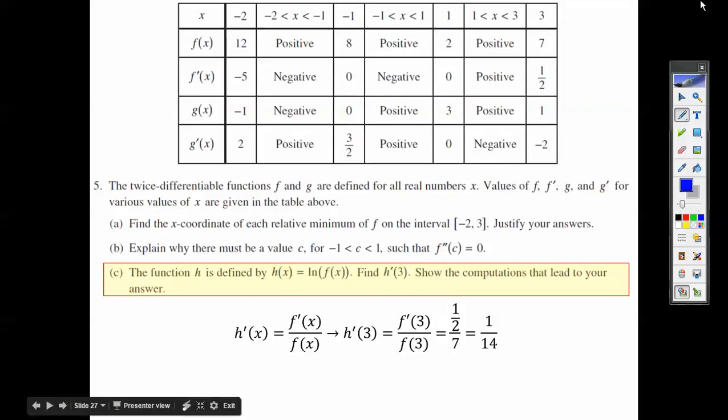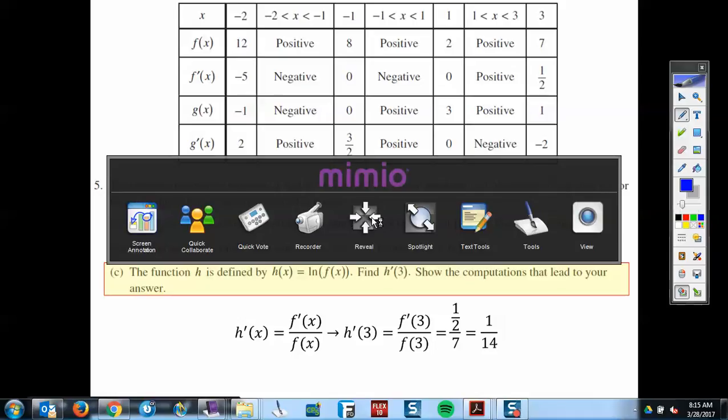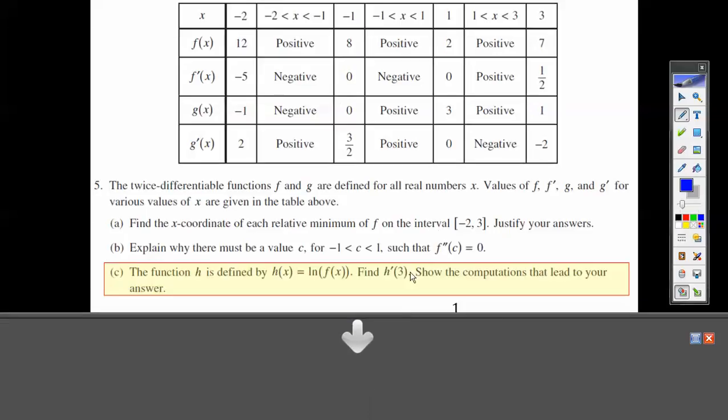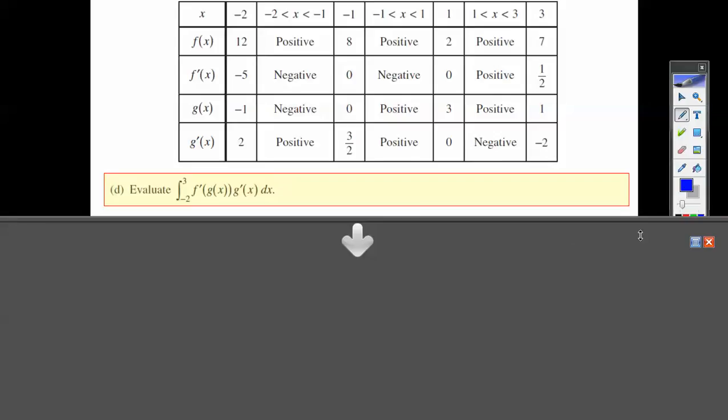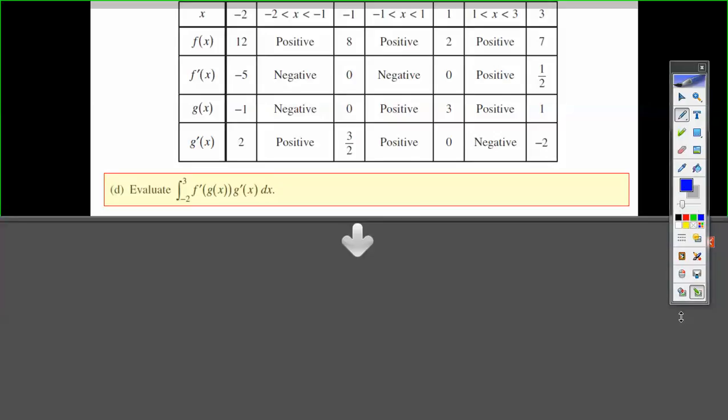All right, and then what about this one? I didn't work it out. Oops. What about that right there? Did you get that one? Huh? That looks really messy.